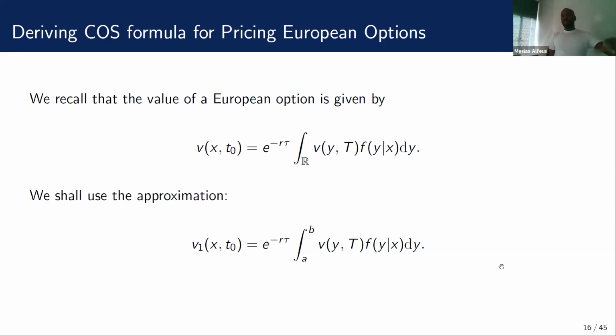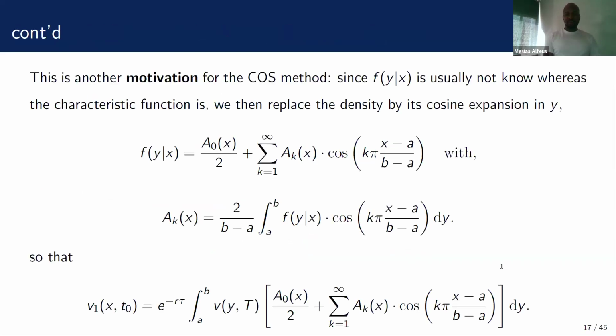So we have our formula there. And then we do what we did when we were discussing how to move from the infinite range R to a finite range AB. We do the same. We approximate that, and then we get V1, which is an approximation of V at T0.